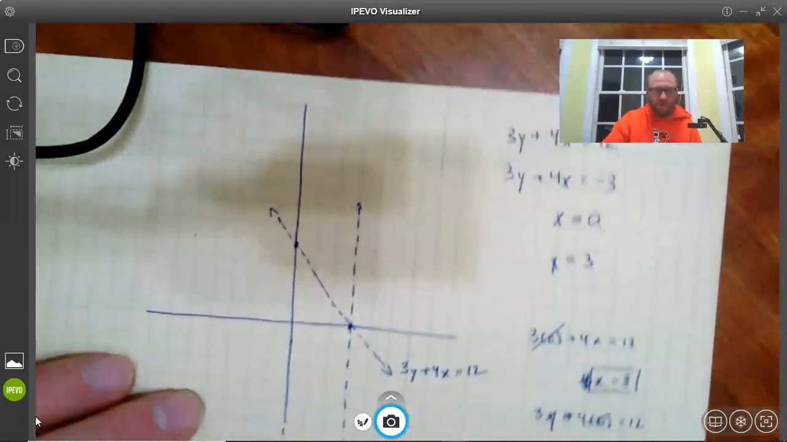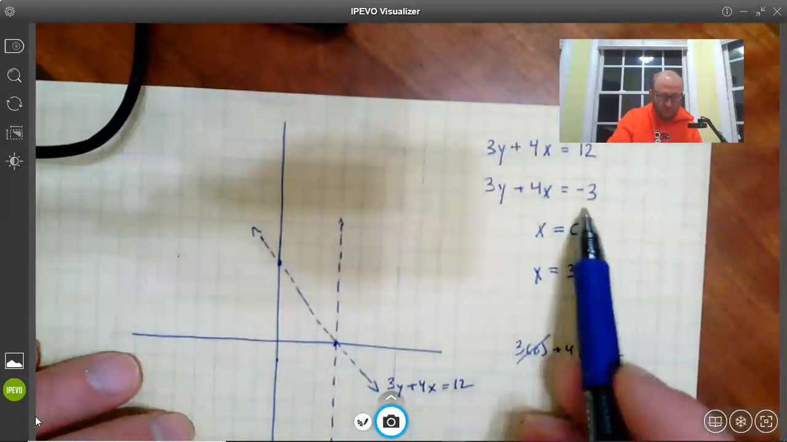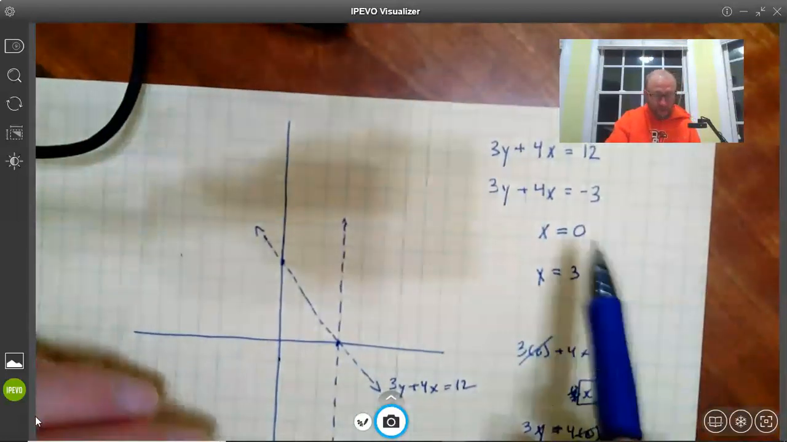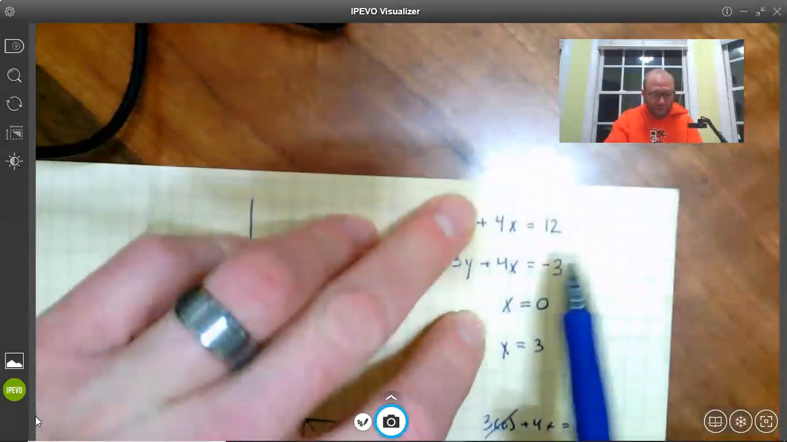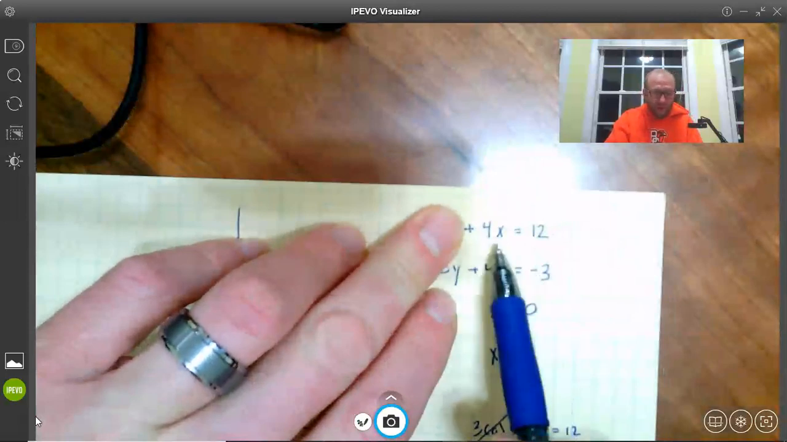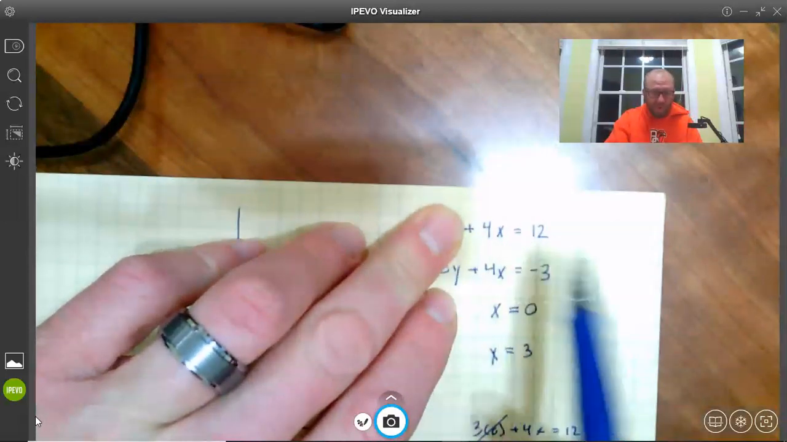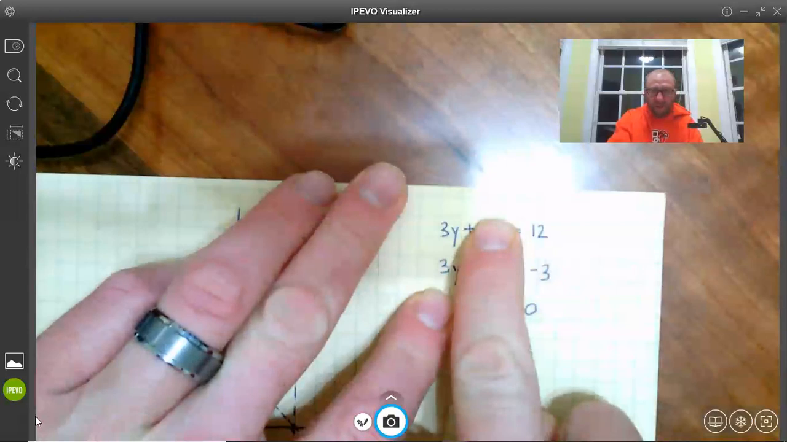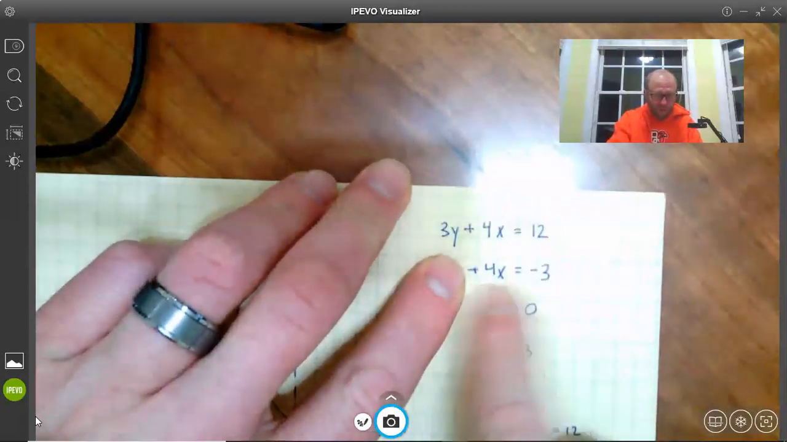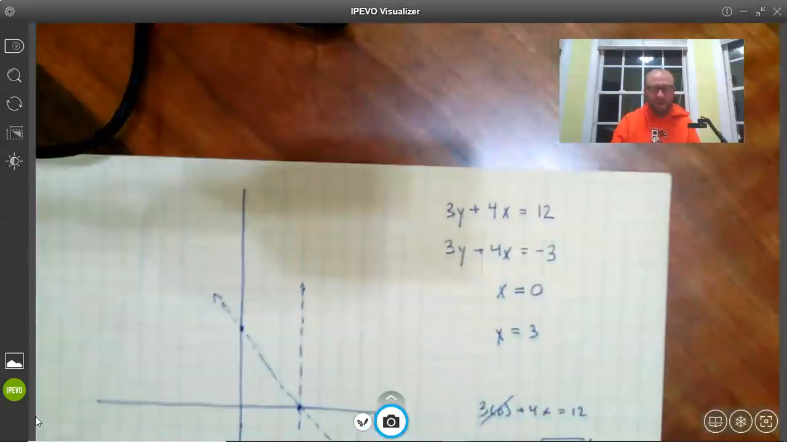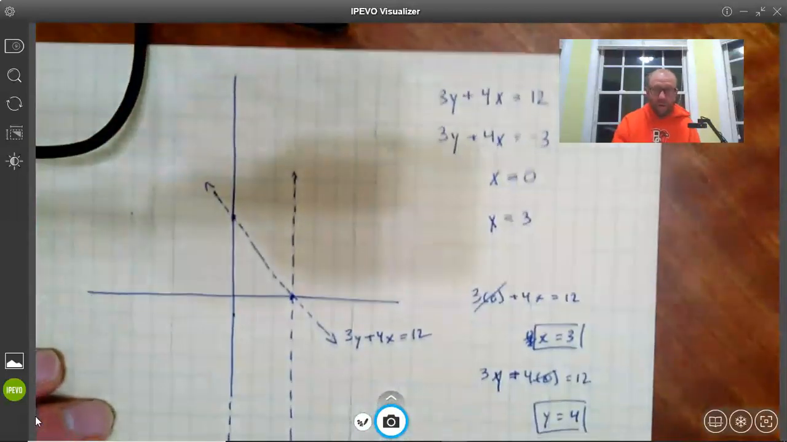This next one, 3y plus 4x equals negative 3. I'm not going to use the intercepts method because let's see up here, if I take away the y term, 12 is divisible by 4, so that works. If I take away the x term, 12 is divisible by 3, so that works. Here, this isn't going to work, right? So that's going to give me a fraction. I can't really graph a fraction easily, so I'm not going to do that.